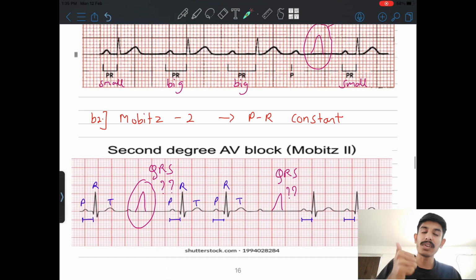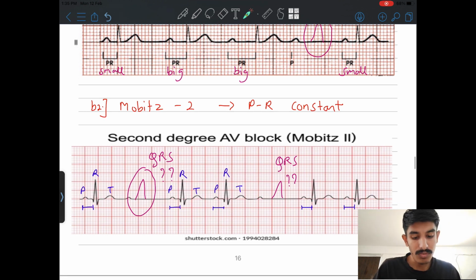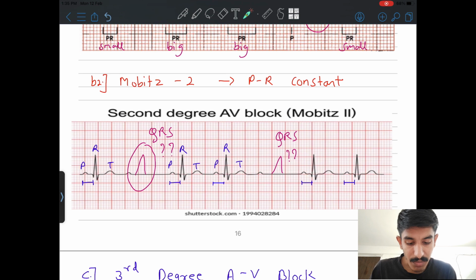So we'll study now Mobitz 2. What is Mobitz 2? First thing, what must be there? QRS drop, and second, the PR must be constant. So we'll check now. As you can see here, the PR is taking 4 small boxes, or we can say 5 small boxes, or 1 big box.